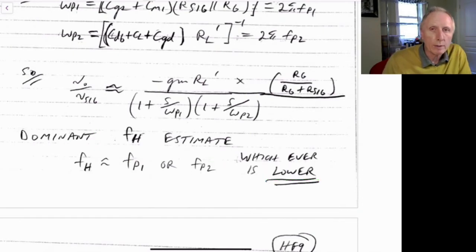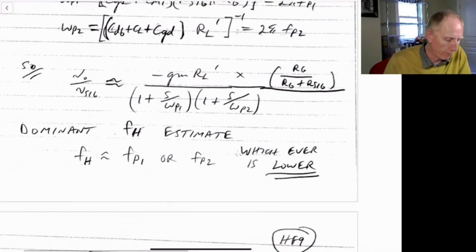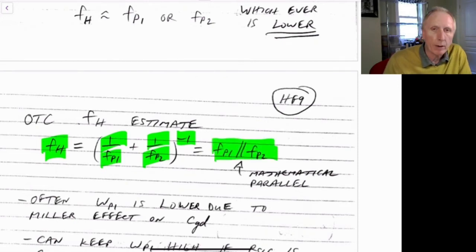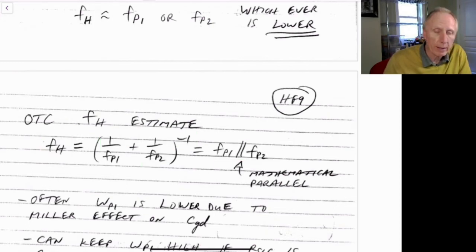We just decide which is the lowest of them, assuming that they're widely spread apart, and that becomes our high frequency cutoff. If they are not that widely spread apart, then we can use this approach and say that the cutoff is equal to 1 over FP1 plus 1 over FP2, and take the whole thing to the inverse, which is sort of the mathematical equivalent of putting them in parallel. So if I had a high frequency pole at 1 gigahertz and another high frequency pole at 1 gigahertz, that would be equivalent to having a single high frequency pole at 1/2 of 1 gigahertz, which would be 500 megahertz. So we'd estimate it as that.